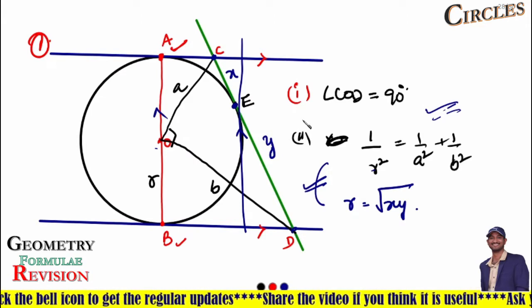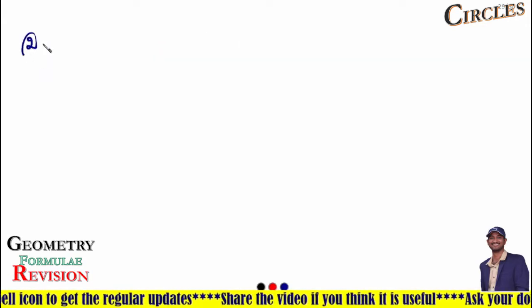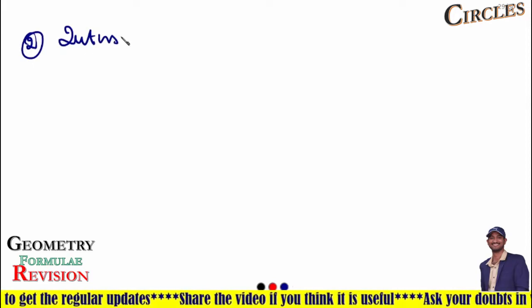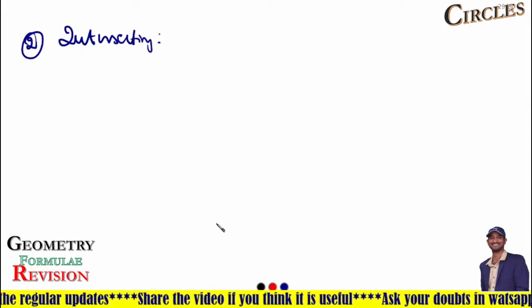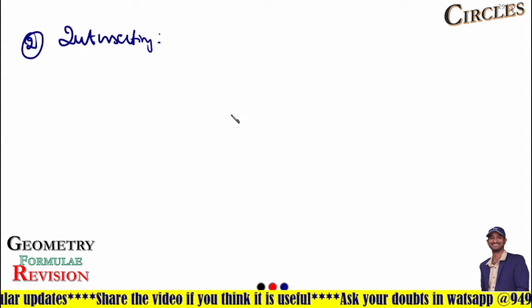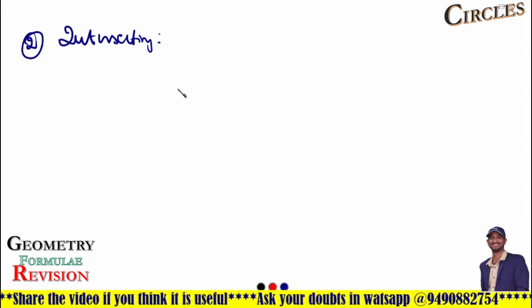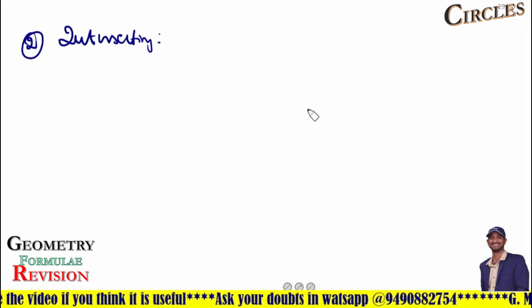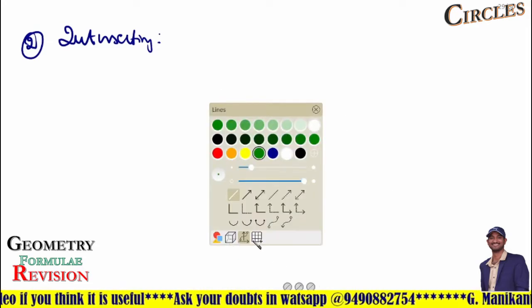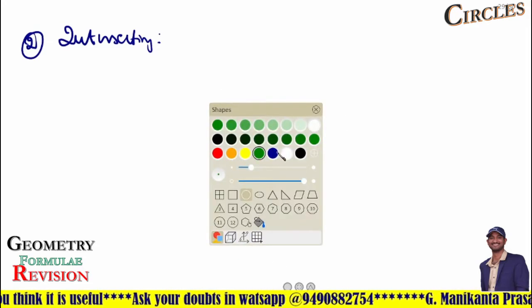Next is intersecting tangents. It is important. When tangents intersect at some point, I will draw clearly, then you can easily understand. Okay, let's see.